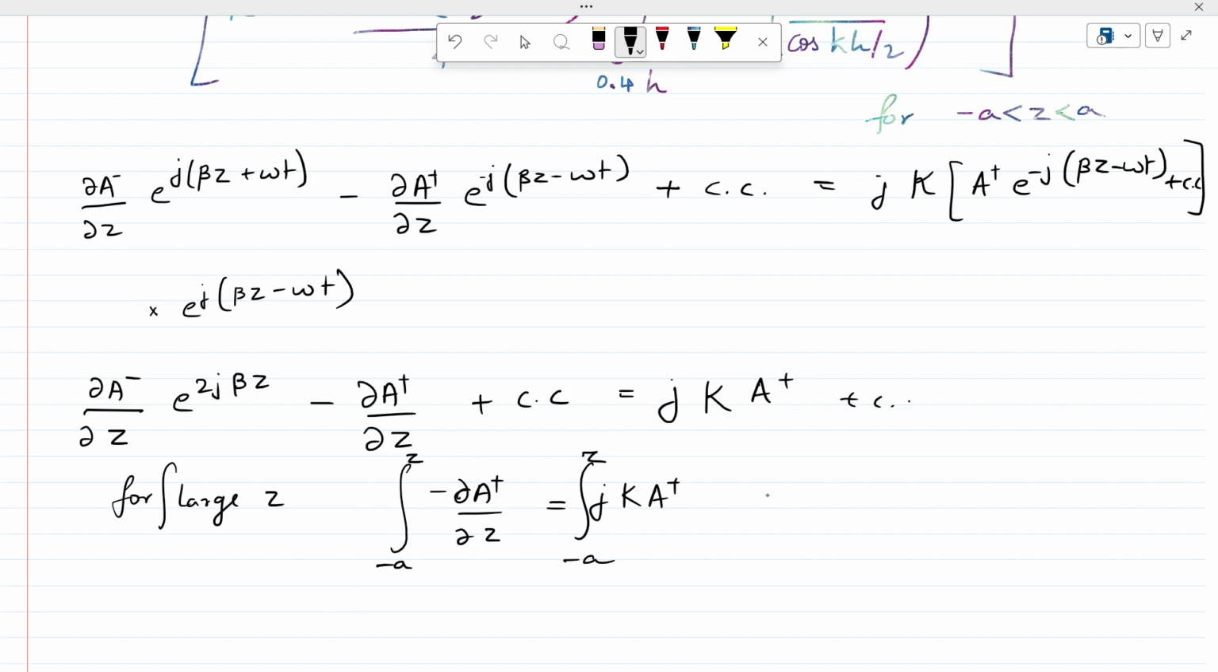So then after integrating this, what we will get is A plus of z is equal to A plus of minus a times e power minus j kappa z. Right. So now this dou z you take it here, then integrate, then you will get this.